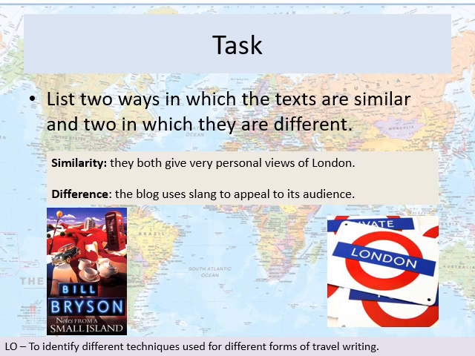And the difference is the blog, the second one we read, so I've just told you rather what the second one is. It's a blog. It uses slang to appeal to its audience.